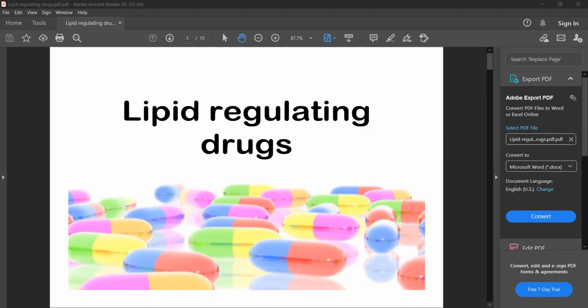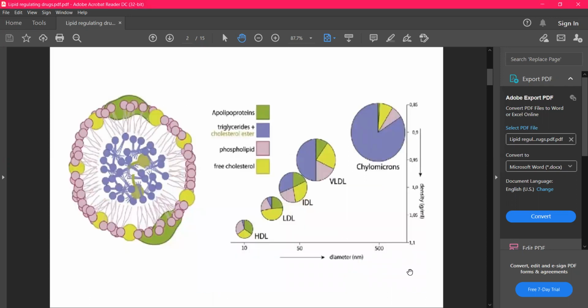lipoproteins. So what are lipoproteins? These are basically amphiphilic protein-lipid complexes, and they act as transport molecules to carry lipids like triacylglycerides, phospholipids, cholesterol, and cholesterol esters through your circulation. What we need to know is that chylomicrons have a higher concentration of triacylglycerides, and VLDL and LDL have a lot of cholesterol within them.